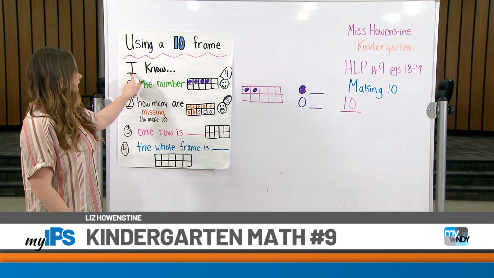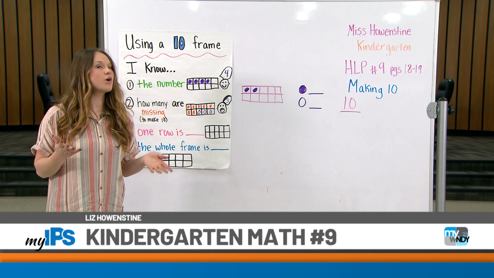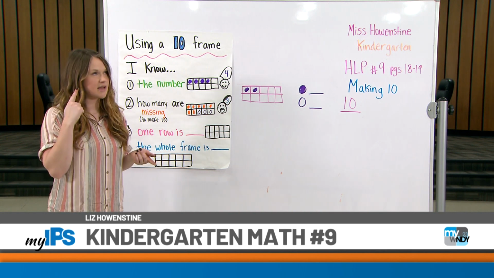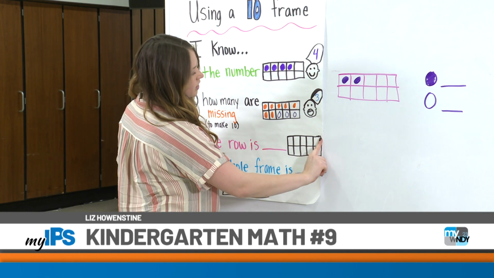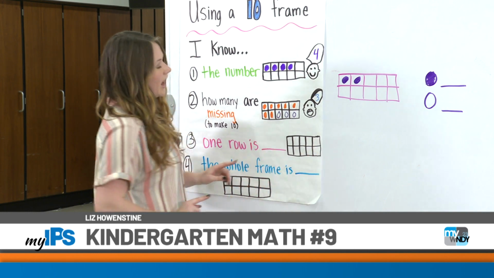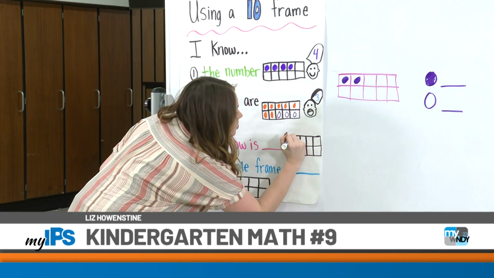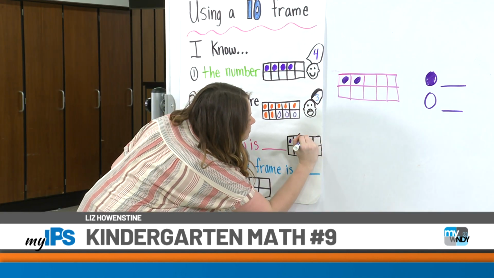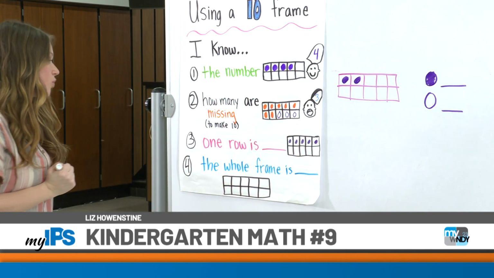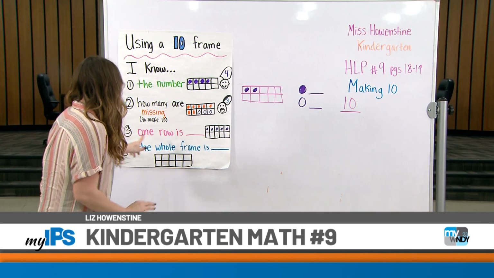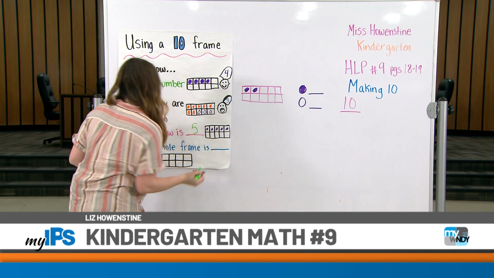Okay, number 3, I know one row is, so one row in a 10 frame is what? So let's think. Our row goes straight across, so where does it stop? Right here? How many can we fit? Let's draw that and see. 1, 2, 3, 4, 5. So we know that one row is 5. One row is 5. Awesome.